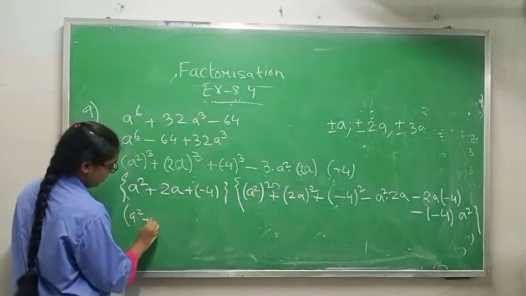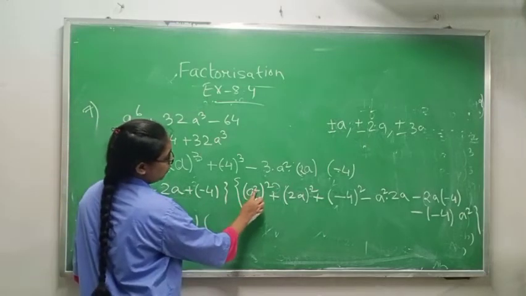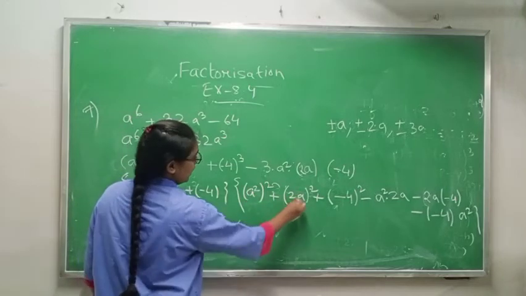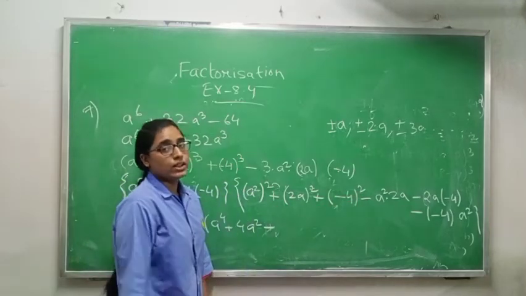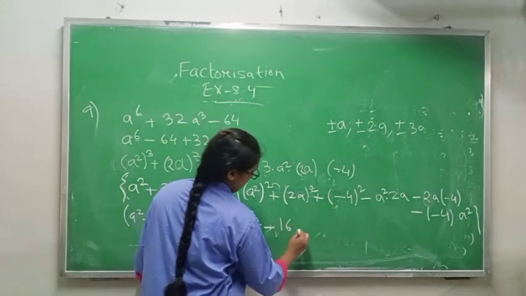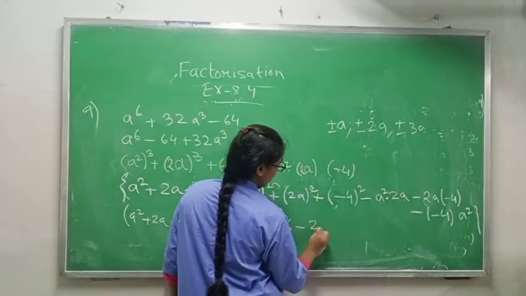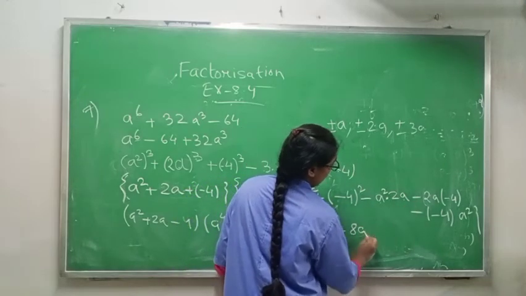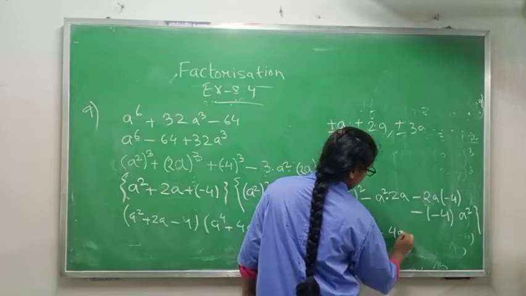Now a square, plus 2a, plus minus 4. a square twice is a power 4, plus 2 square will be 4a square. Plus sign, since we have power as an even number, the minus sign will be removed, only 4 4s are 16. Now minus plus minus, a square into 2a, it will come 2a cube, minus plus 8a. 2a into 4, 8a, minus plus 4a square.